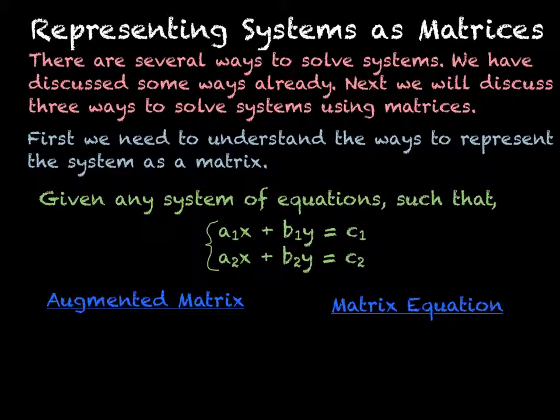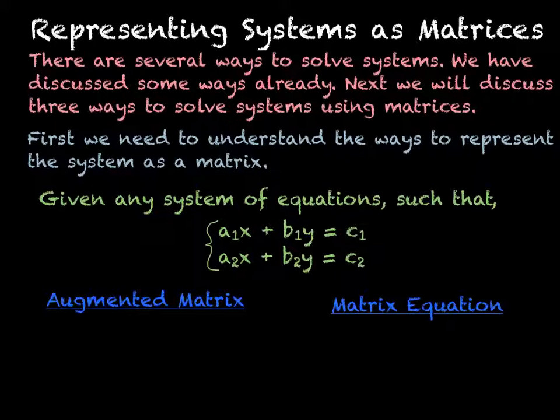The reason we would even want to do this is because sometimes matrices take up less room, and we don't have to take into account the variables as much because we don't write the variables, we only write the numbers, the coefficients. So sometimes it just cleans it up a little bit as long as we understand where everything goes. So the first thing we need to do is understand the ways that we can represent the system as a matrix. We can look at it in 2 different ways.